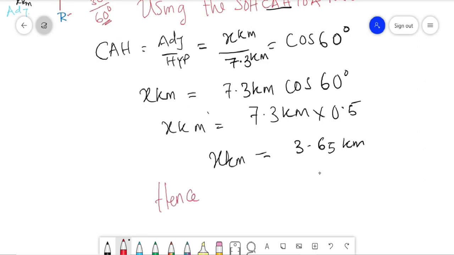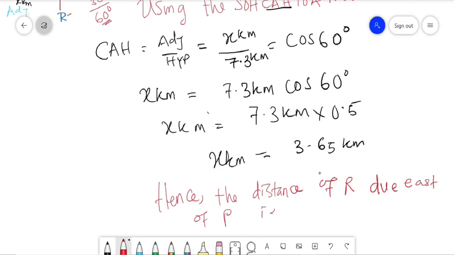Hence, the distance of R due east of P is 3.65 kilometers. And this is our final answer.